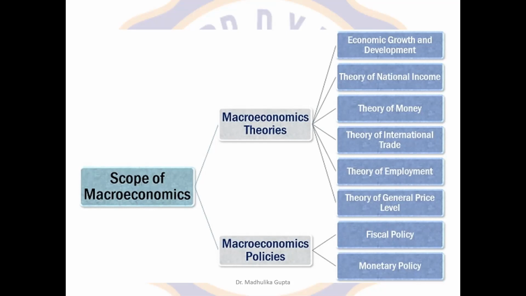So there are 6 significant theories under macroeconomics. Let's understand them one by one. The first theory is economic growth and development. The status of a country's economy can be evaluated in terms of per capita real income, as studied under macroeconomics. The next is the theory of national income, which covers the various topics related to the evaluation of national income, including income, expenditure, budgeting, etc.